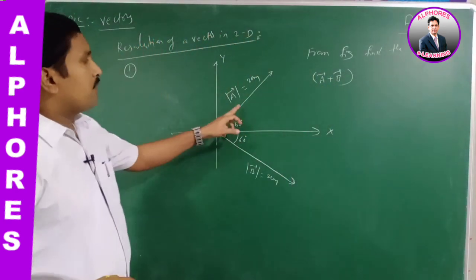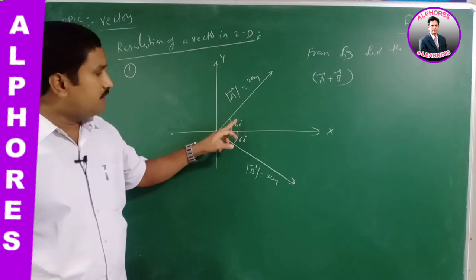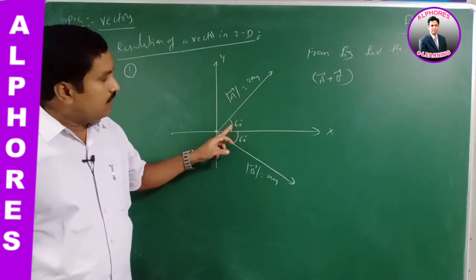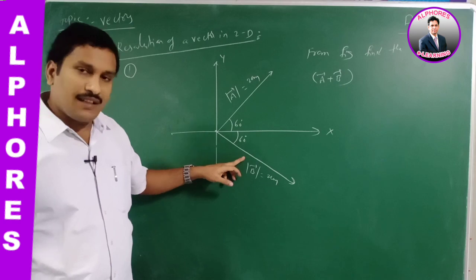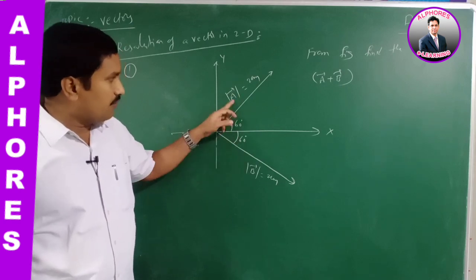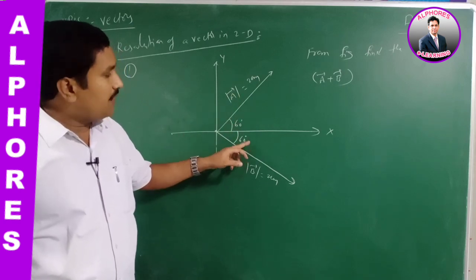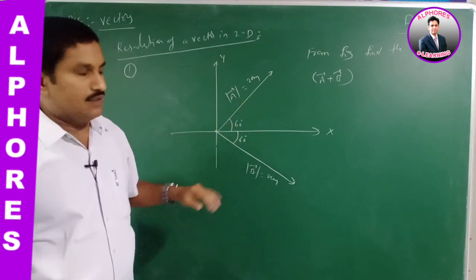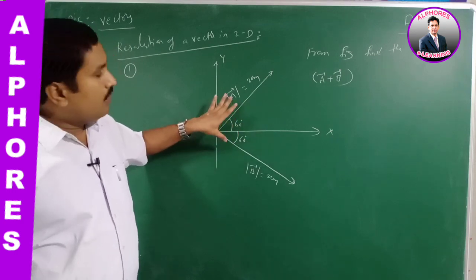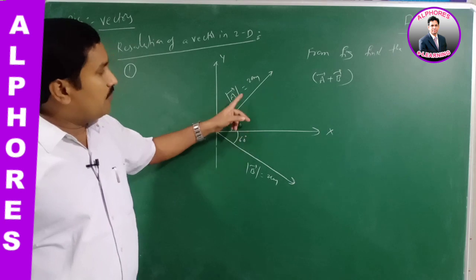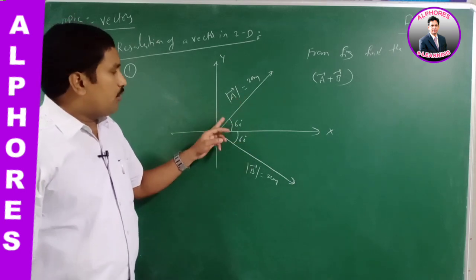This is the first vector which makes an angle 60 degrees with the positive x-axis, above the x-axis. This is the second vector having the same length, which makes an angle 60 degrees below the x-axis. Now, this is the given diagram. From this diagram I have to find the value of a bar and b bar. Now, we know that already.